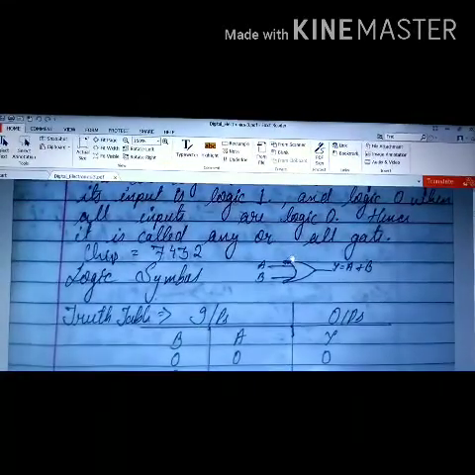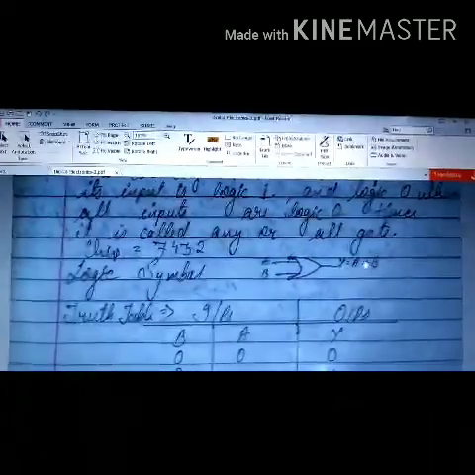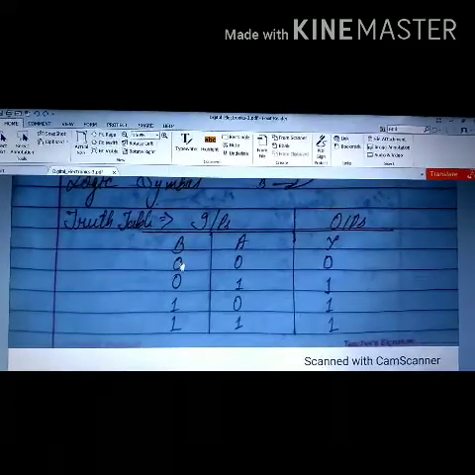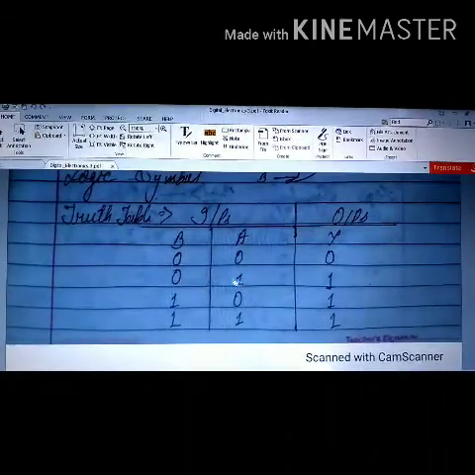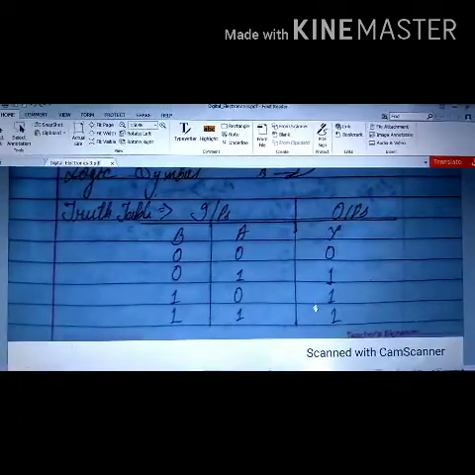The logical symbol is somewhat like this, where A and B are inputs and Y, that is equal to A plus B, is the output. Its truth table is something like this. If both A and B are 0, then the output is 0, but if either A or B or both of them are 1, then the output assumes a logic state 1.